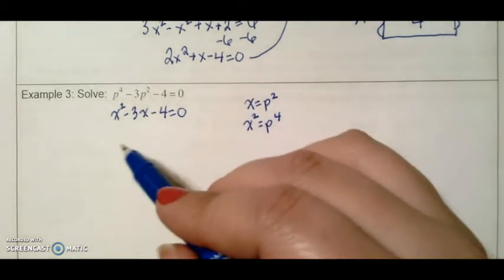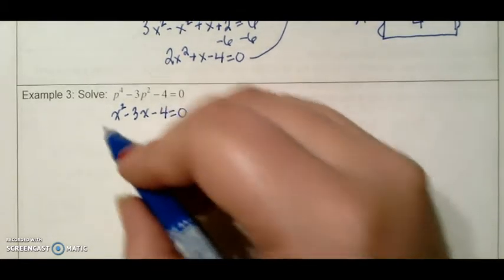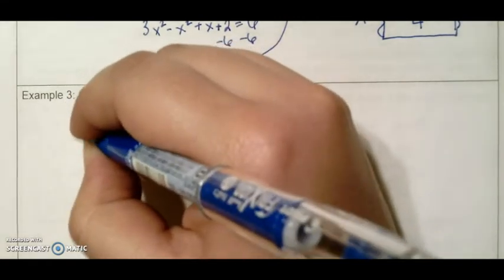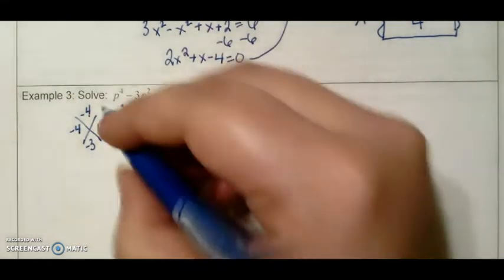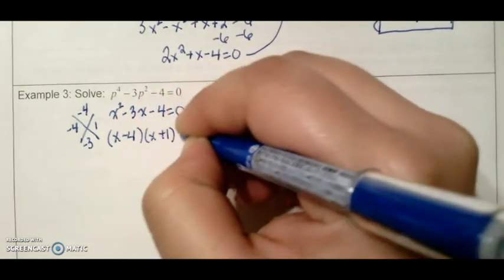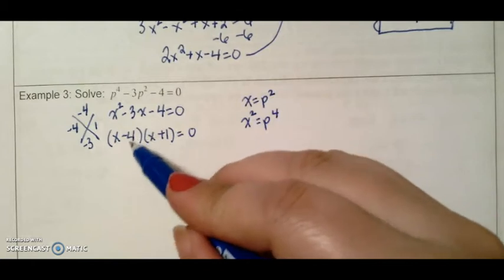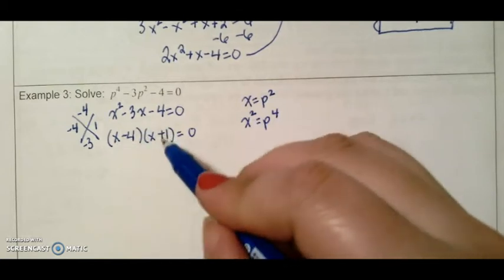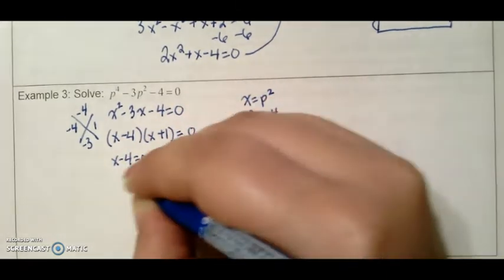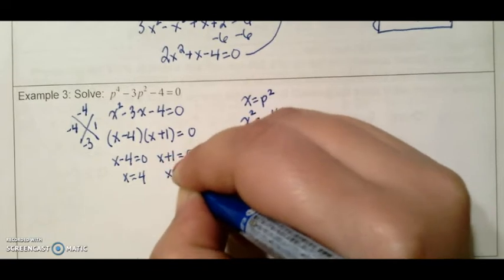Okay, so then solving this one, let's see if it factors. So I have negative 4 in the top, negative 3 in the bottom. So 4 times 1, negative 4 and 1. I think that should work. So we get x minus 4 times x plus 1 is 0. Double check, x squared minus 3, or minus 4 plus 1 is negative 3, and then minus 4. So x minus 4 is 0, x plus 1 is 0, x is 4, x is negative 1.